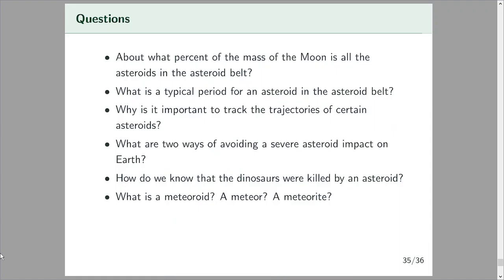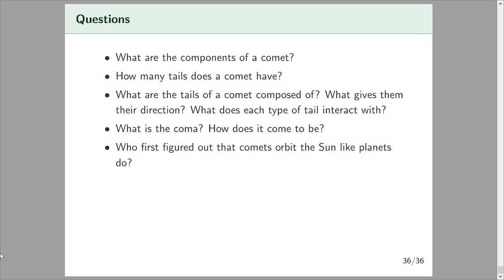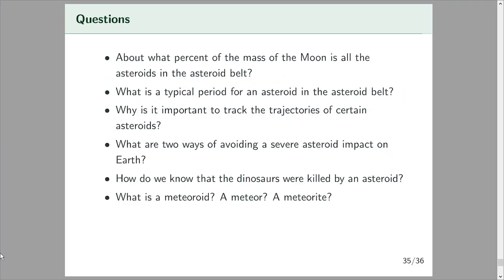So I have questions here. Check the online version for a more developed question list. I'll probably add a few more questions.